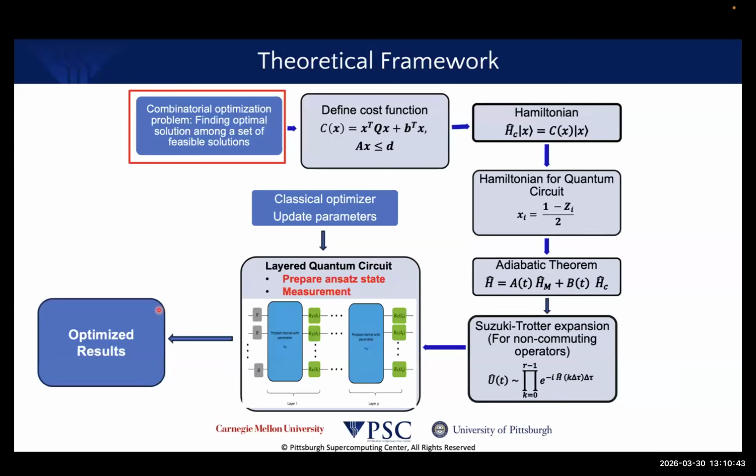So this is the overall theoretical framework. We will go through each of these parts and discuss them in terms of the max cut problem. First, we have to define our optimization problem, which is a combinatorial optimization problem. It can have multiple solutions, but we want to find the optimal solution among those solutions.